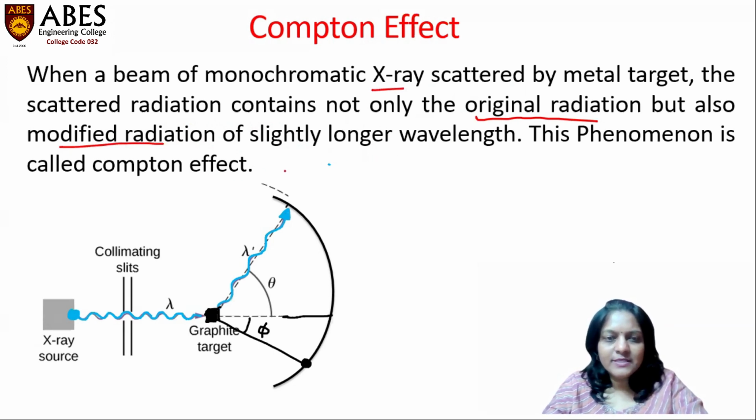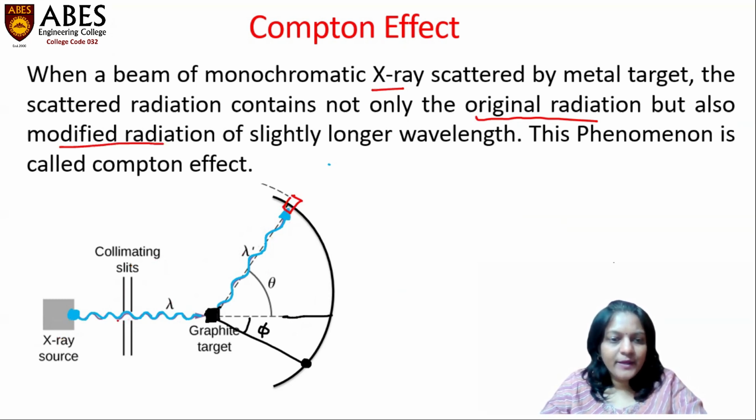Compton effect is basically interaction between the radiation and matter. How the radiation gives up some part of its energy to the matter, that is the electron, and how the energy changes, we will calculate the energy difference between the incident photon and the scattered photon. This is the experimental setup: X-ray source, collimating slit, target, circular scale, and a detector.